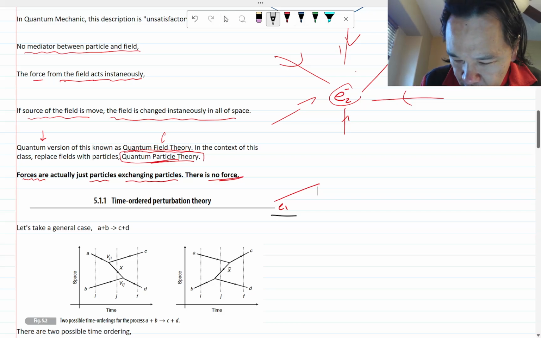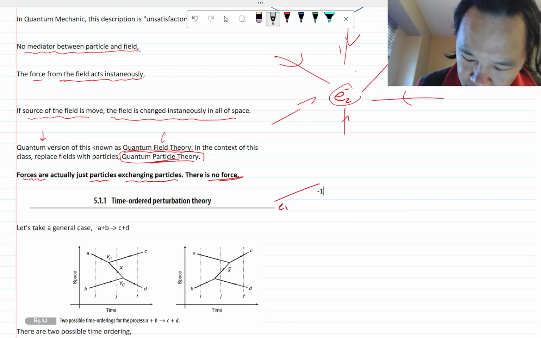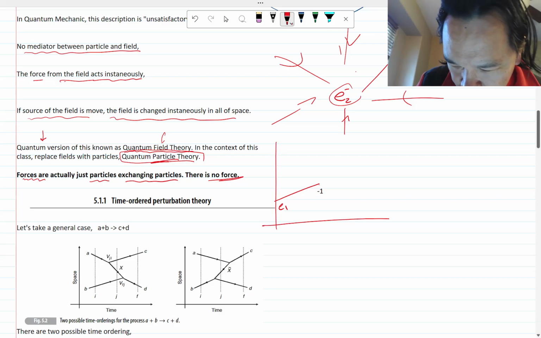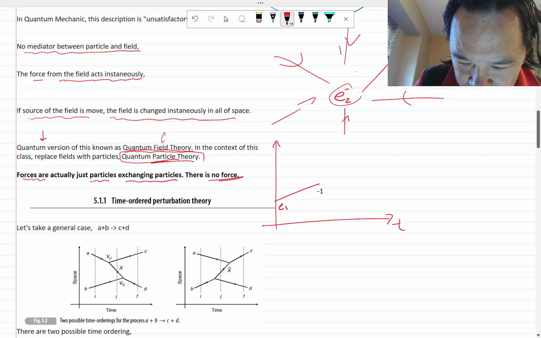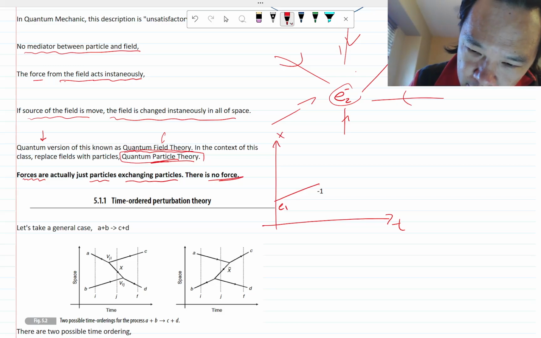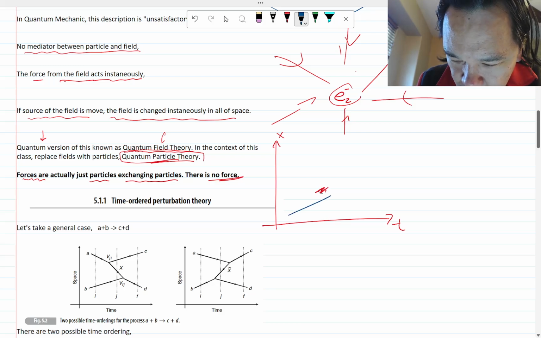Okay, so this is time. This is a pendant that converts to words directly. All right, time, space. Let's call it x or something like that. And we have some particle coming in. Let's just ignore that -1 for now because that was not on purpose.